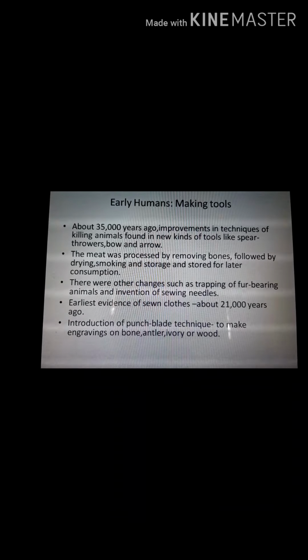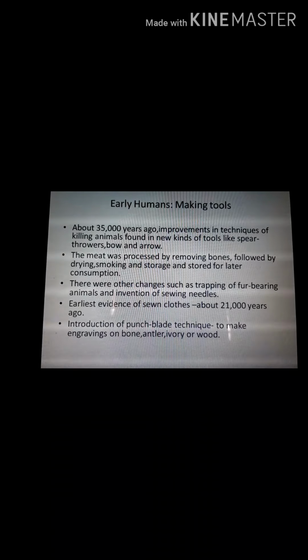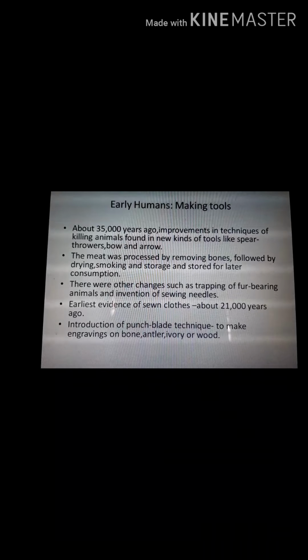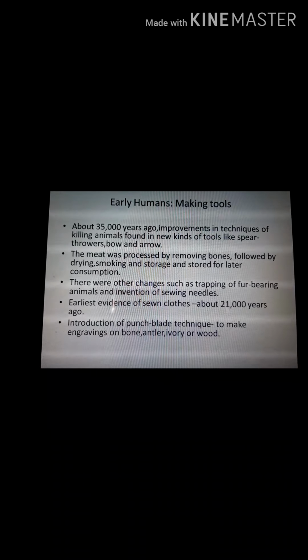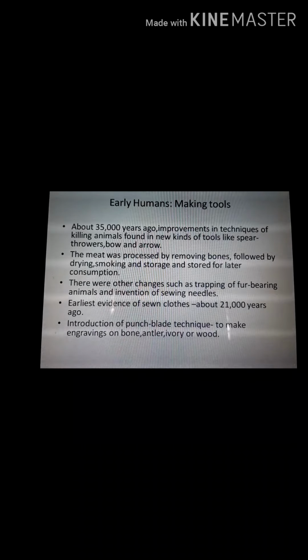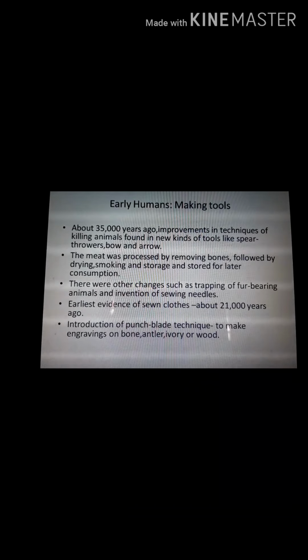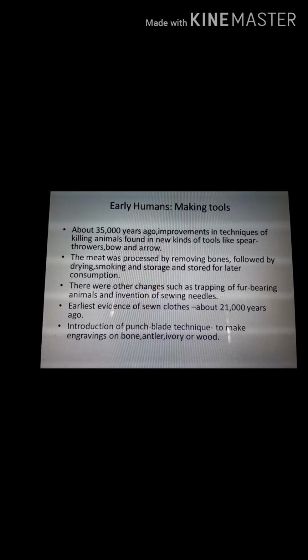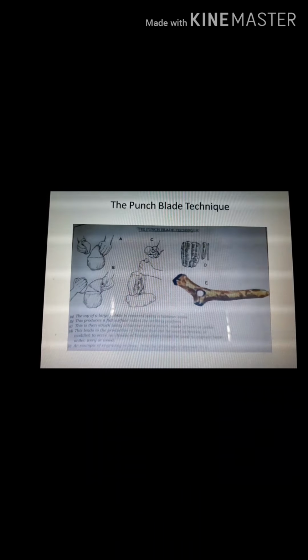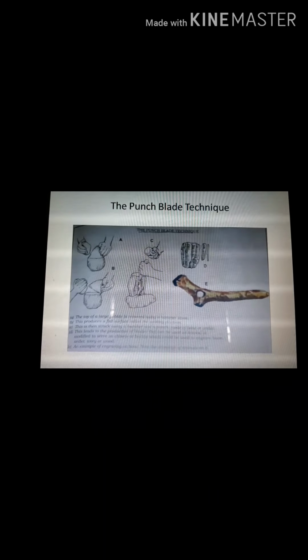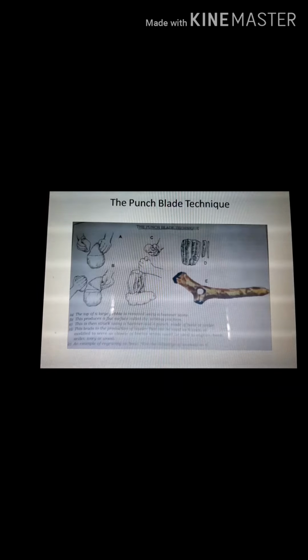Introduction of the punch blade technique was also made to make engravings on bone, antler, ivory, or wood, and this was the pastime of early man. When they were not doing any kind of hunting or gathering, they were indulging in these kinds of leisure activities. And you can see the punch blade technique of making tools.